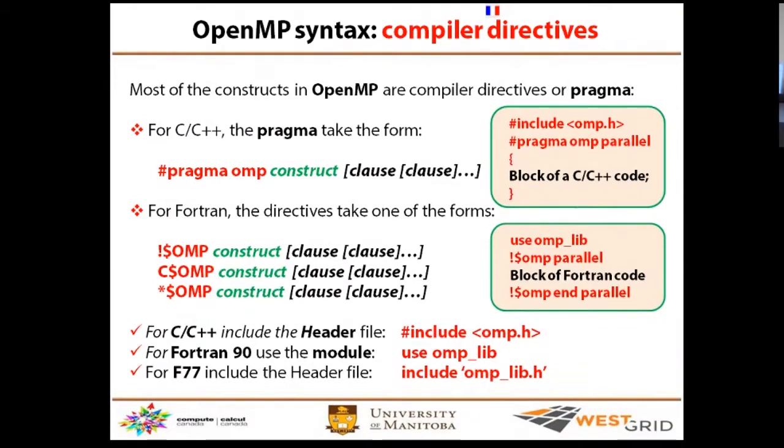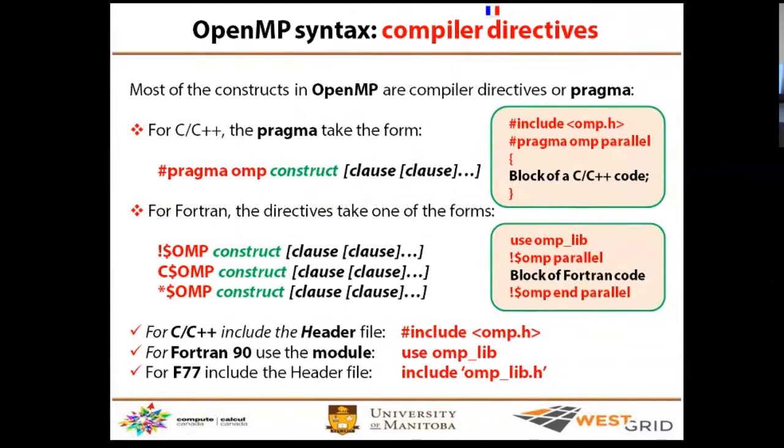If you are using Fortran, it's $omp parallel. And like all instructions in Fortran, if you start one instruction, you have to close it. Here we have OMP parallel, so we will have an end OMP parallel. So there is only a slight difference between C and Fortran. Otherwise, all the commands are the same.